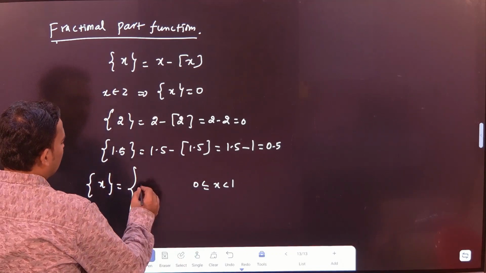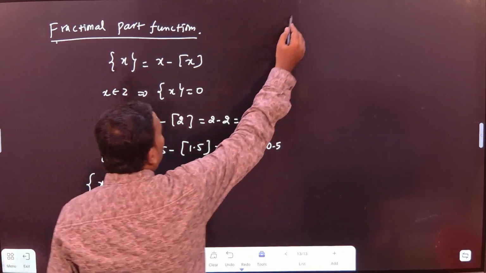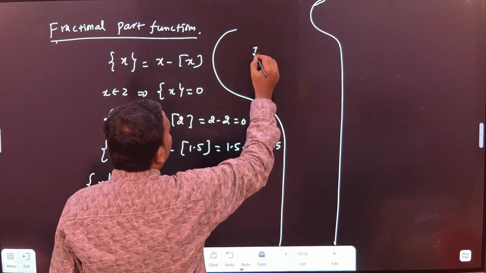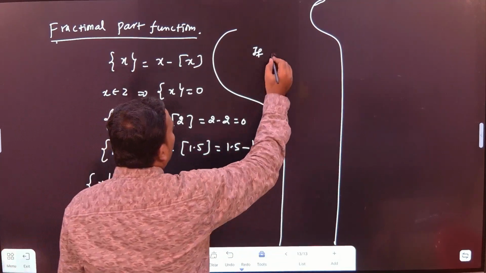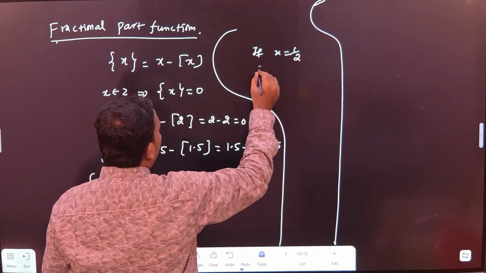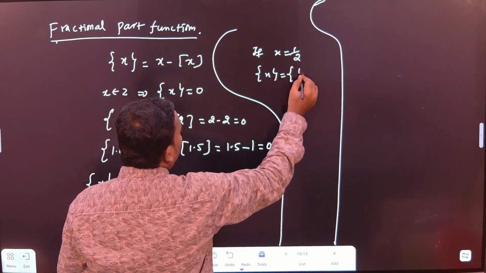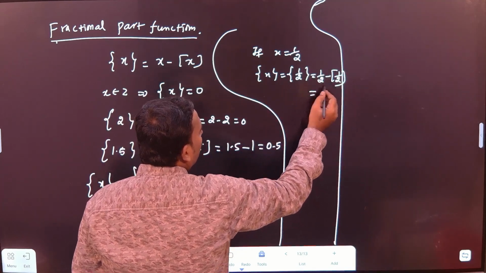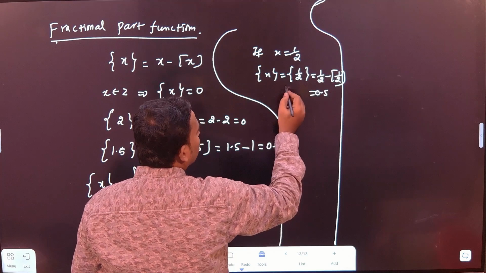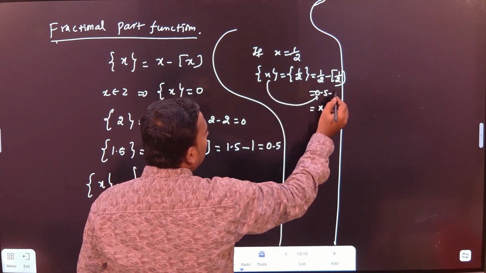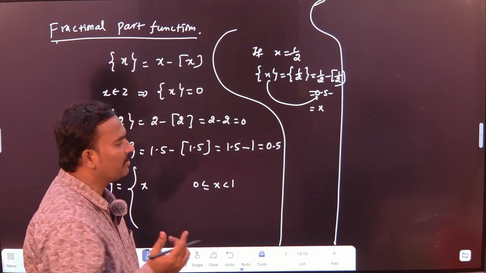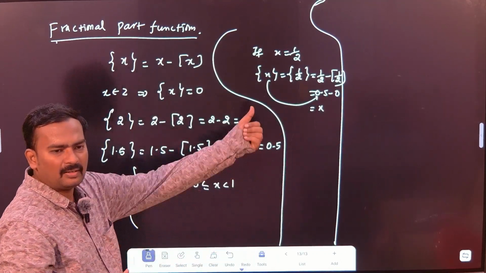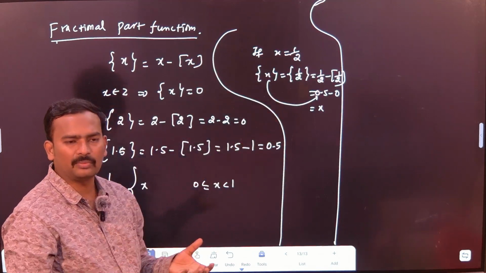This value, you will get the same x value only. For example, suppose I take x equal to 1 by 2. So what is the fractional part function? The fractional part of 1 by 2 is equal to 1 by 2 minus the greatest integer function of 1 by 2. 1 by 2 is 0.5, that is your x here. And the greatest integer function of 0.5 is 0. Therefore, what is x here? 1 by 2. So you are getting the same value, right?